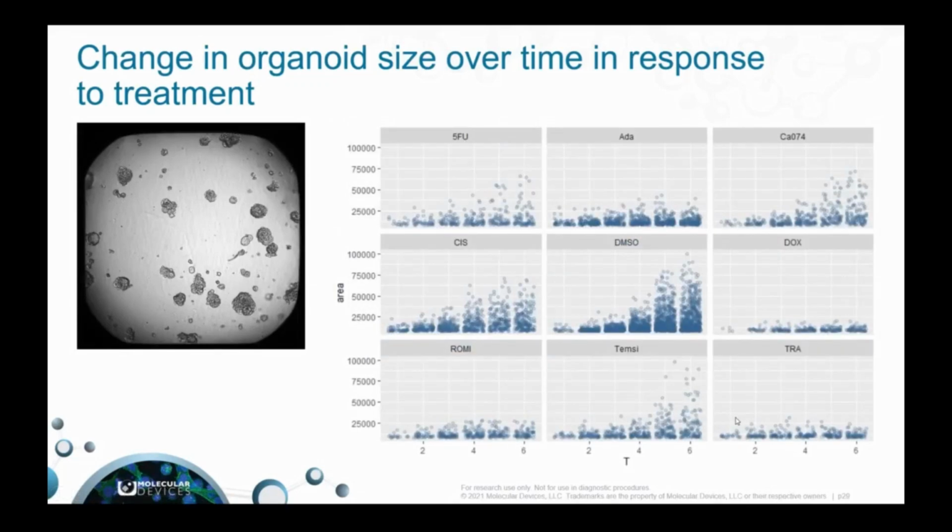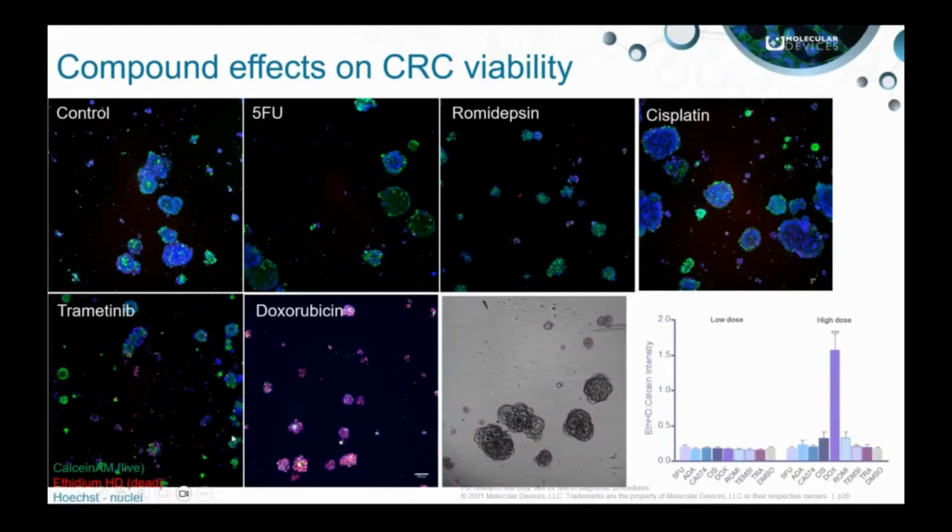From these plots, we can determine that compounds such as trametinib, romidepsin, and adavosertib, and also doxorubicin inhibit the growth of CRC organoids. And so at the end of 5 days of compound treatment, we ran an assay to determine viability. Organoids were stained with calcein AM, a marker for live cells, and ethidium homodimer, which is a marker for dead cells, which is in red.